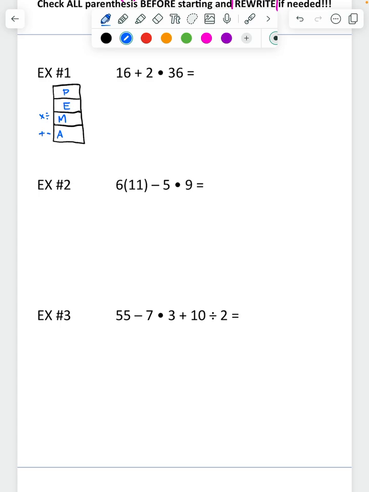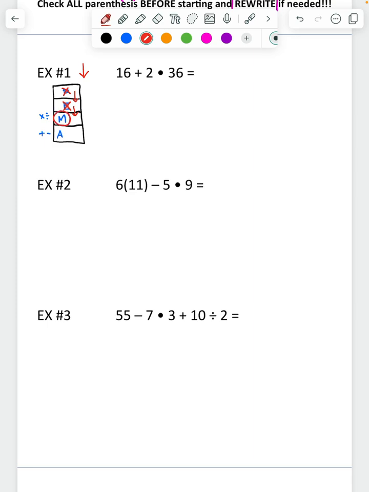So now that I have made my OOO tower, I can solve. So when we go to solve, we're going to start at the top of the OOO tower and go down. So do I have parentheses in my problem? No, I do not. So it is X'd out. It is gone. Now I can go to the next step. Do I have any exponents? No, because we haven't learned about exponents. Going down. Now I am ready to multiply.